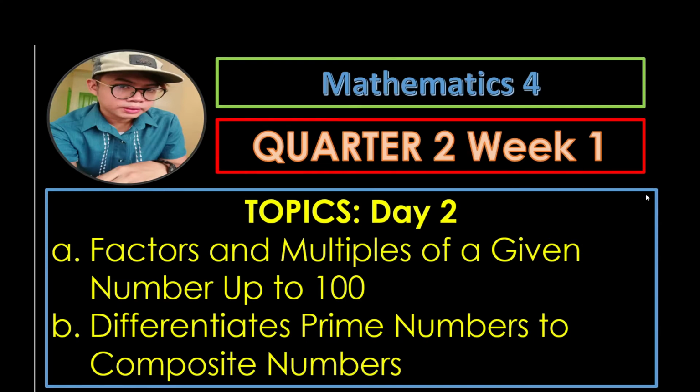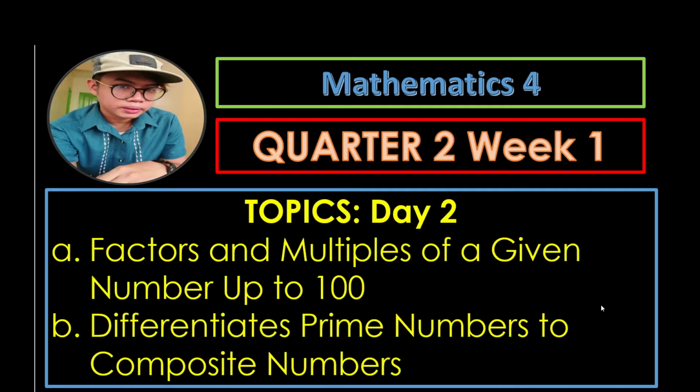Our subject today is mathematics in grade 4. We are now here in quarter 2, week 1. So the topics that we are going to discuss today are the following. In letter A, we have factors and multiples of a given number up to 100, and letter B differentiates prime numbers to composite numbers.